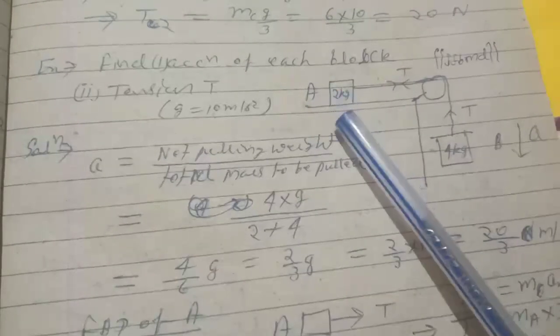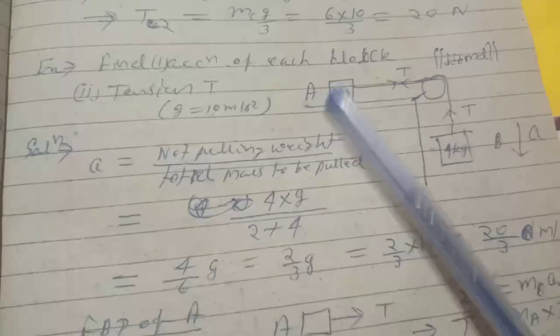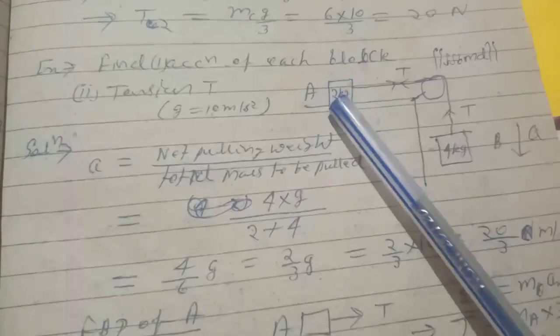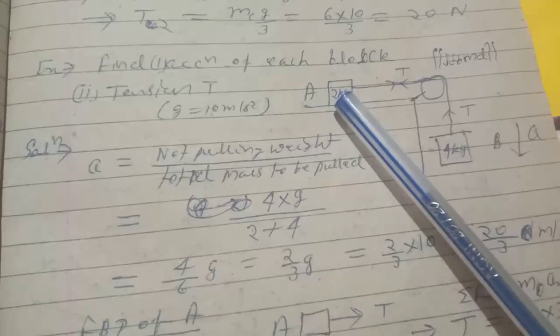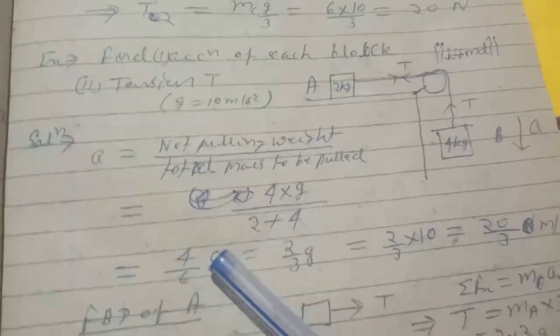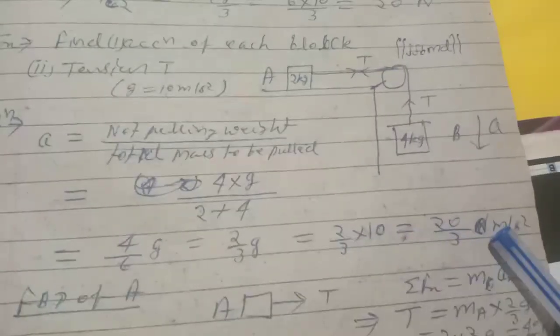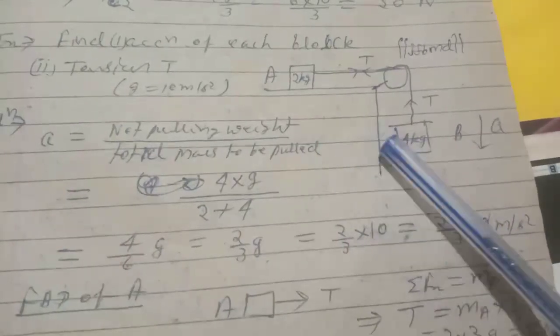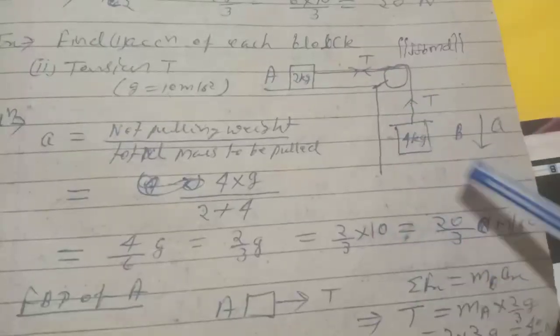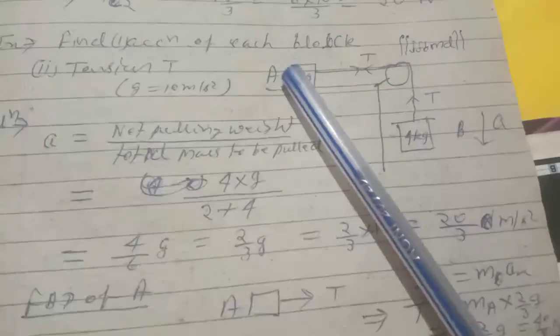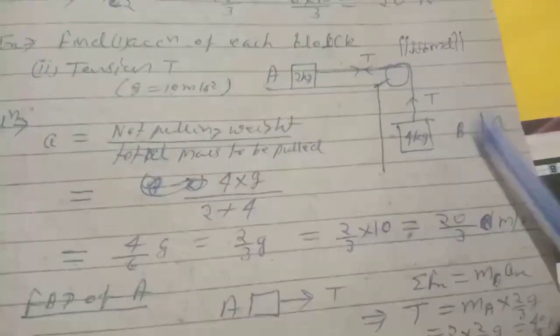Because here its weight is balanced by normal reaction, so we have not taken this weight in the net pulling weight, and we get a equals 20 by 3 meter per second squared. So both bodies will move with the same acceleration. This body will move with this acceleration in the downward direction, and this body will move in the horizontal direction.